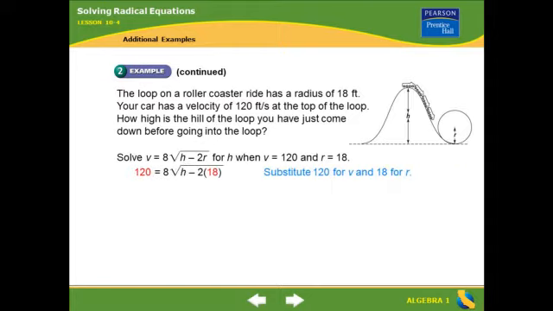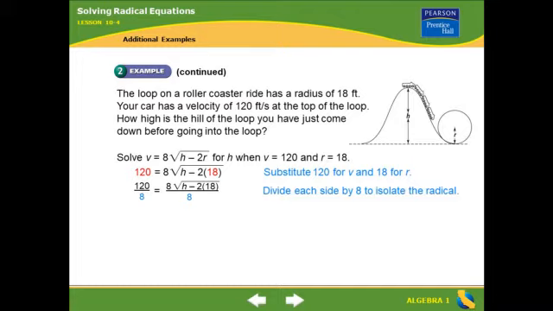So we will have the velocity of the car, that is 120, equals 8 times the square root of h minus 2 times the radius of the loop, that is 18. So we just simply substitute that into the formula. After that, we're going to isolate our radical expression. To isolate that, we're going to divide each side by 8.